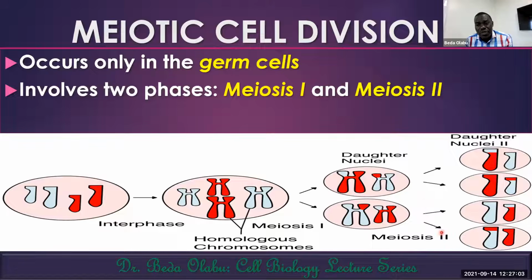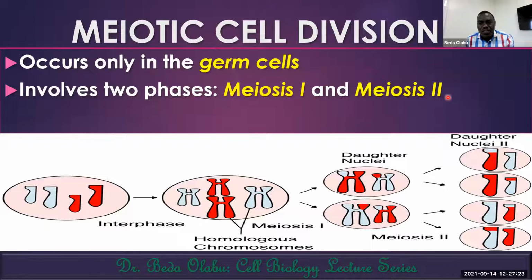Then meiosis 2 is very similar to mitosis. The only difference is that in meiosis 2, we are working with 23 chromosomes, unlike mitosis, where you're working with 46 chromosomes.